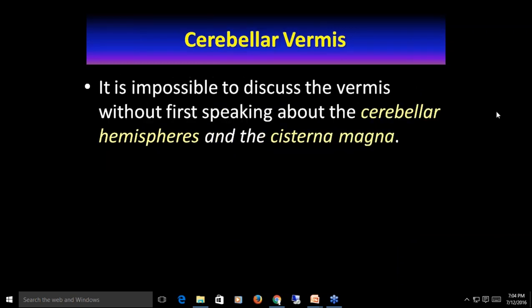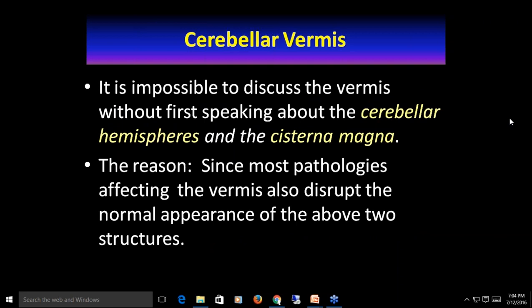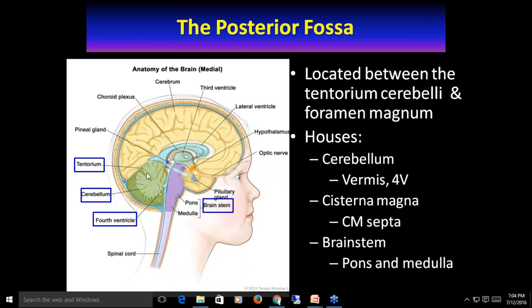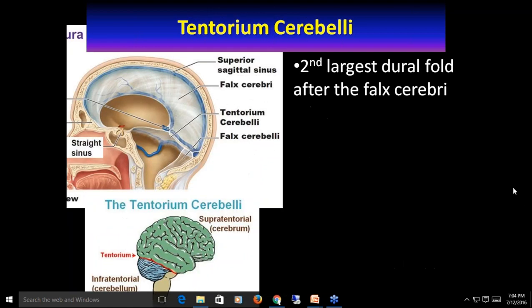It is impossible to discuss the vermis without first speaking about the cerebellar hemispheres and the cisterna magna. The reason is that most pathologies affecting the vermis also disrupt the normal appearance of the above two structures. The posterior fossa is located between the tentorium cerebelli and the foramen magnum. It houses the cerebellum, vermis, fourth ventricle, cisterna magna, septum, brainstem, pons, and medulla.